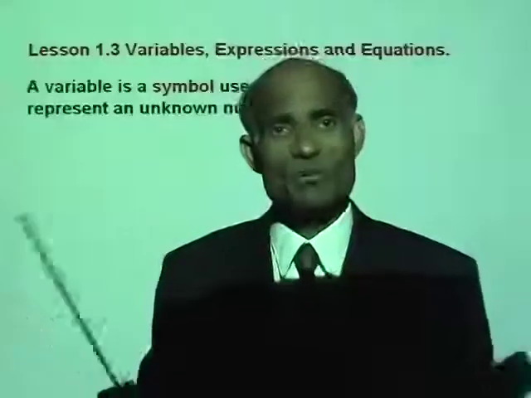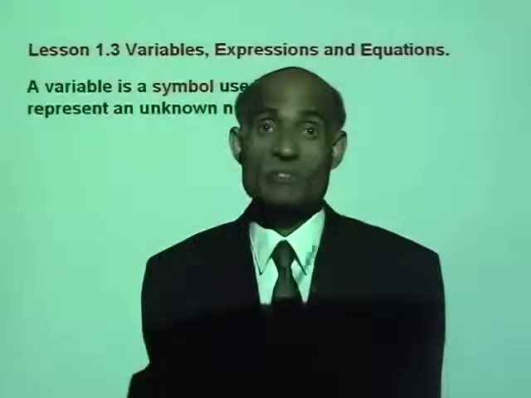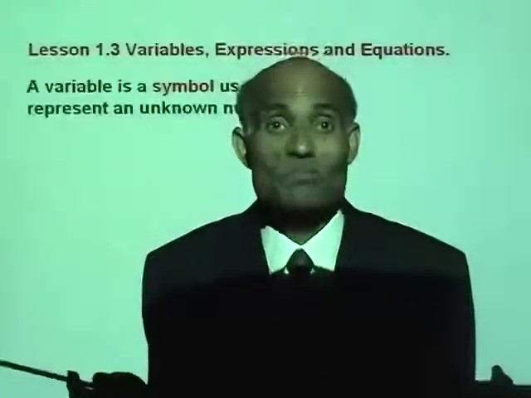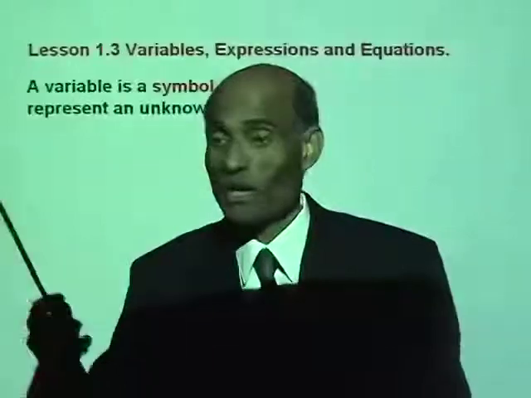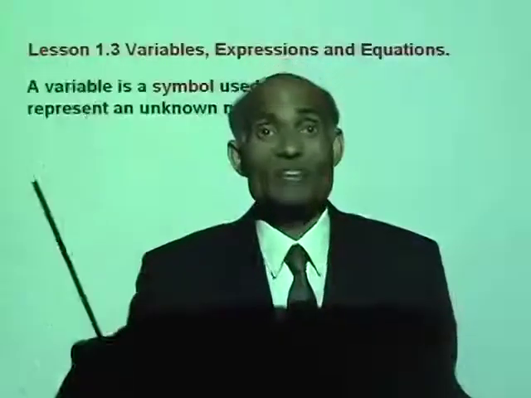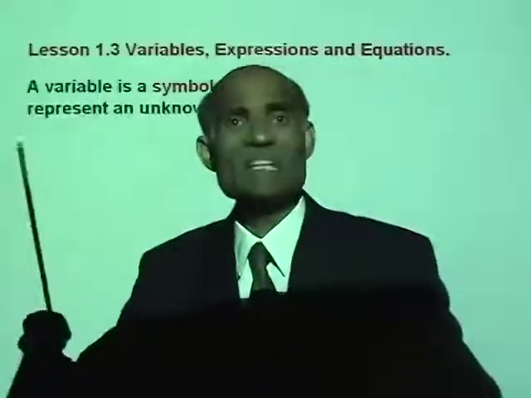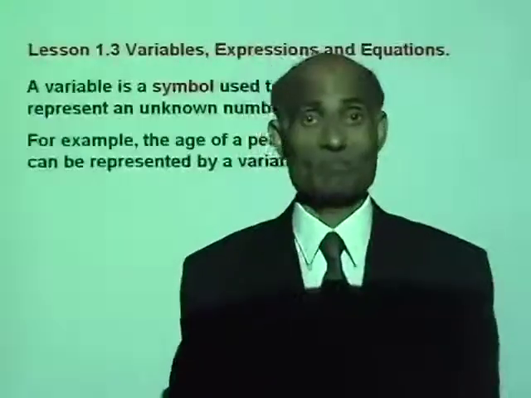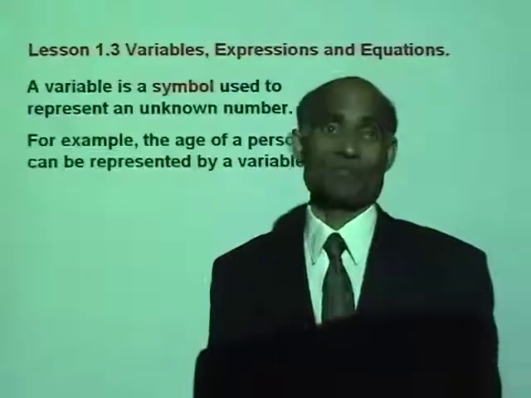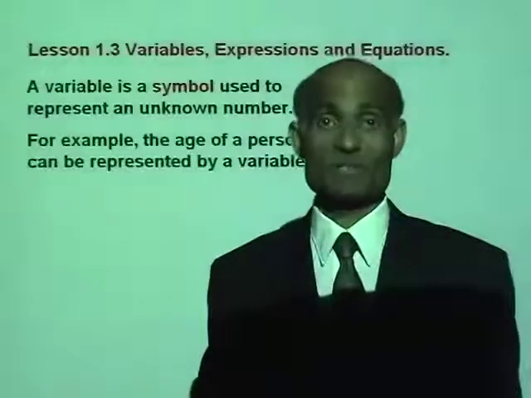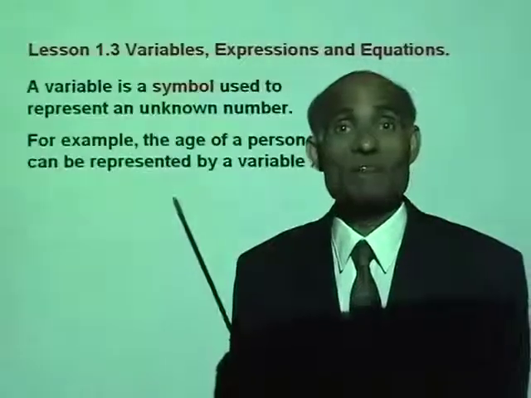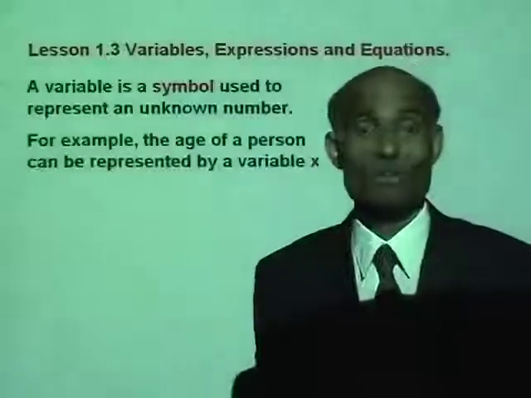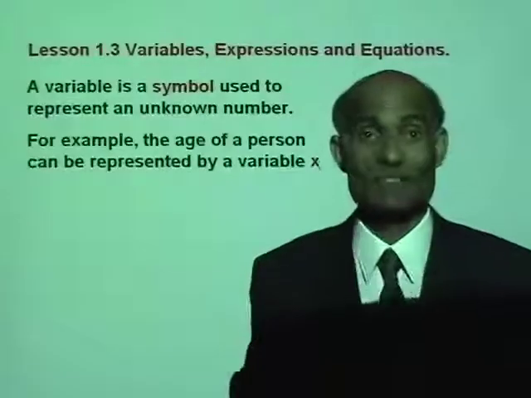What is a variable? A variable is simply a symbol used to represent an unknown number. When you don't know what a number is, you can call it X, Y, A, B, C, and so on. We will then call it a variable. For example, the age of a person can be represented by a variable X. We don't know what the age of that person is.